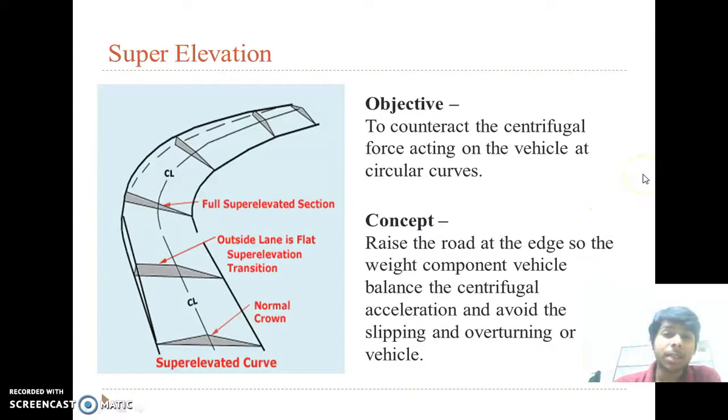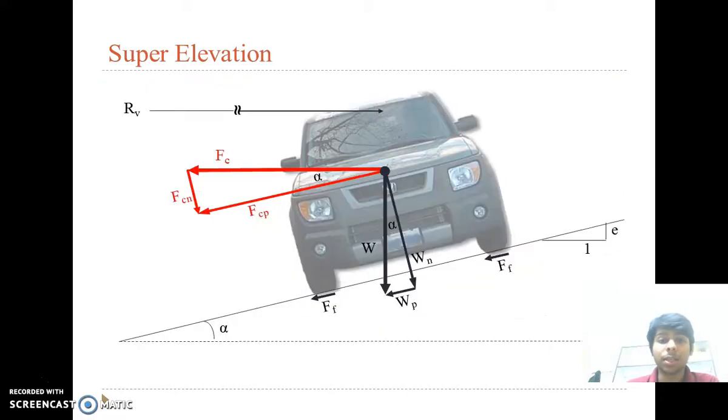So why are we providing this? We just want to counteract the centrifugal force acting on the vehicle at circular curves. Otherwise there will be discomfort to the passengers. So the basic concept is to raise the road at the outer edge so that the weight component of the vehicle balances the centrifugal acceleration and avoids slipping and overturning of vehicles. So in this case, we just want to balance the centrifugal force with the help of the weight of the vehicle.